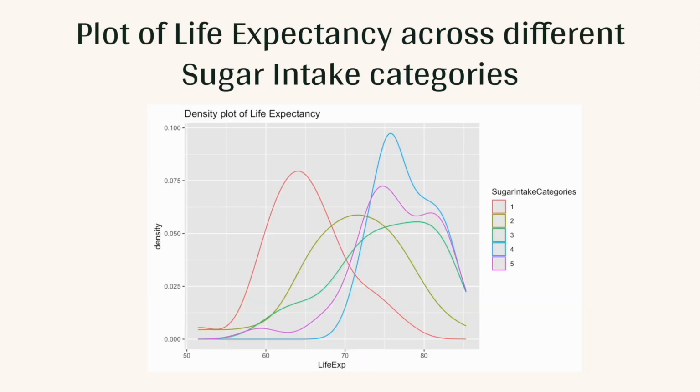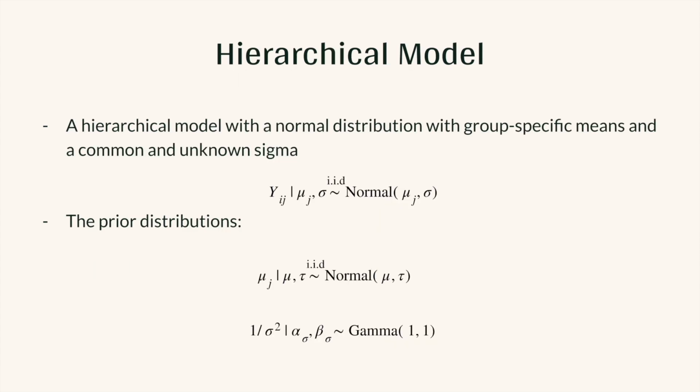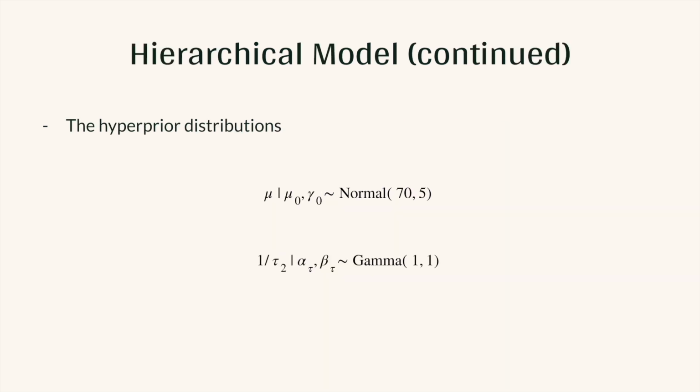Here I'm showing you a plot of what life expectancy looks like across these different sugar intake categories that I created. I also calculated the mean and standard deviation for all of these sugar intake groups. Based on what I saw here and on the plot, I decided to create a hierarchical model, and here I'm showing you what my sampling distribution looks like, and also the prior and the hyperprior distributions that I chose based on the data exploration that I just showed you.